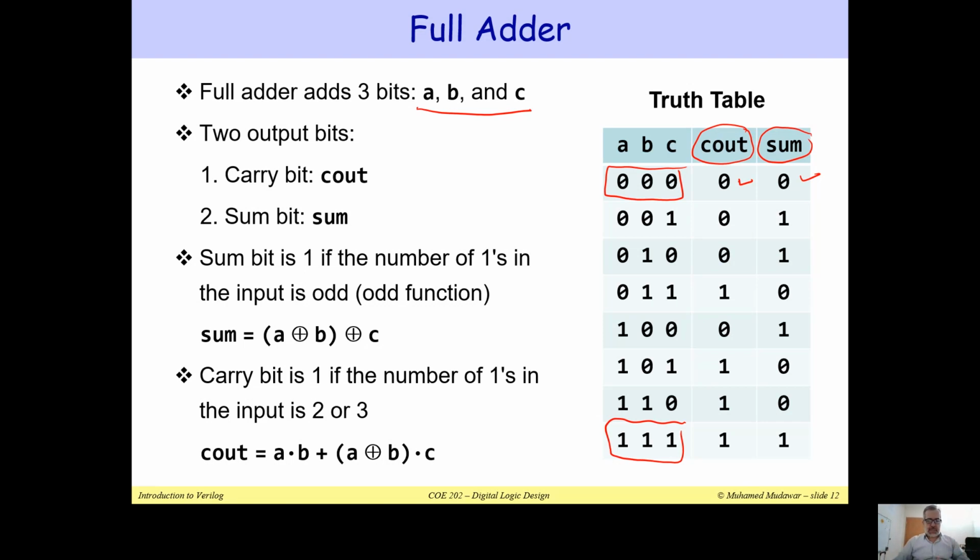And then you go down. For example, when you reach the last entry here, 1 plus 1 plus 1, this will give me 3. But 3 in binary will be 1, 1. So therefore, the sum will be 1, and the C out will also be equal to 1. Remember that the carry is 2.